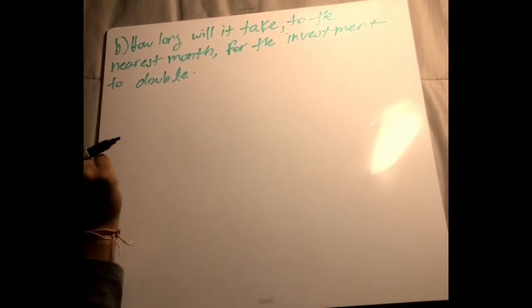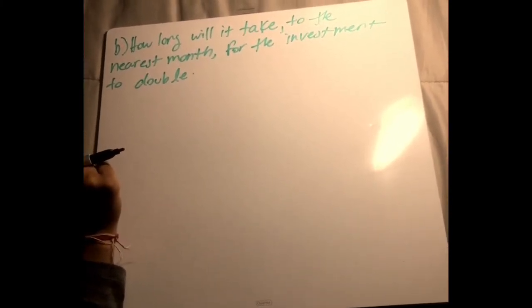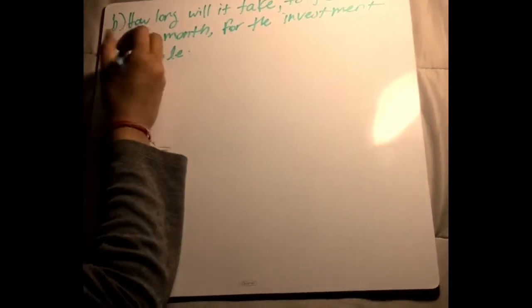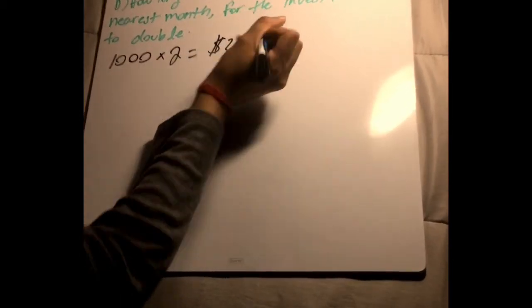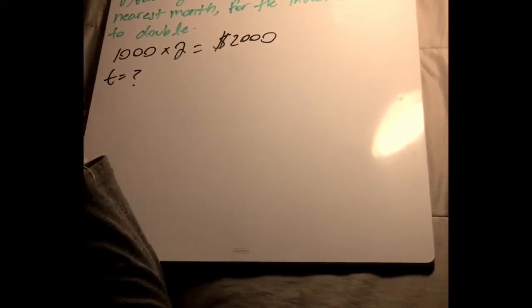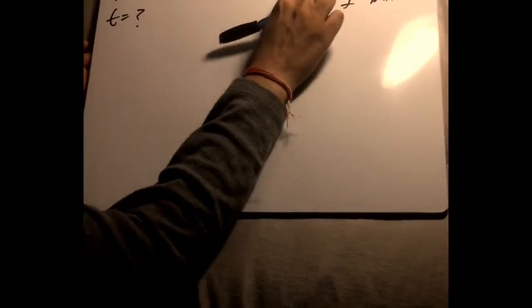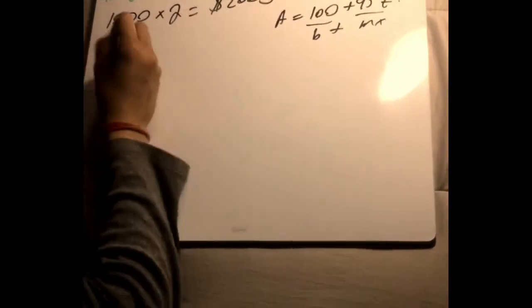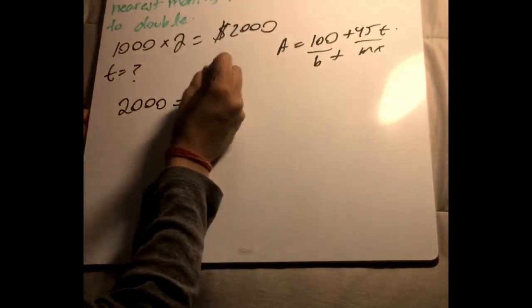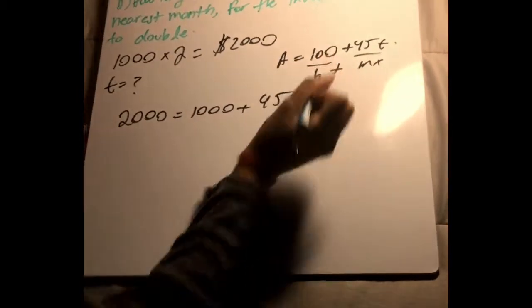So part B of question number 60 says, how long will it take, to the nearest month, for the investment to double? So we know that our initial investment was $1,000, and if you're doubling that, it equals $2,000, and we're trying to find t. So the linear formula that we came up with previously was y equals 1,000 plus 45t, with the initial value and then the mx. Then this is b. So we're going to use the same formula, but we're going to put in our amount, which is A. So we're going to do 2,000 equals 1,000 plus 45t.